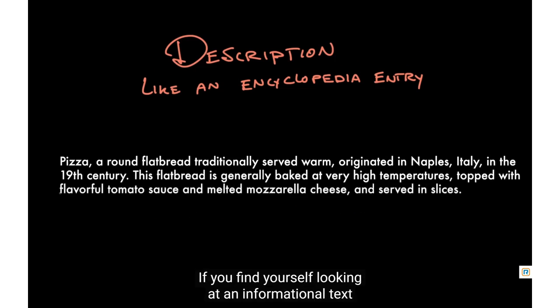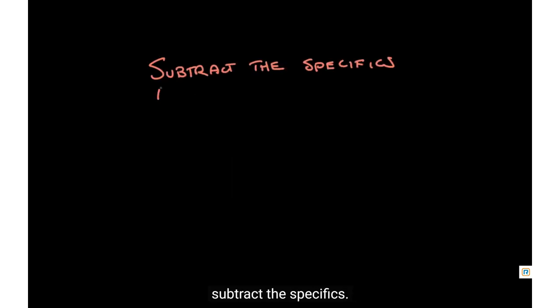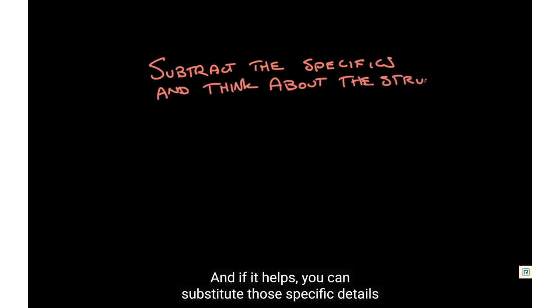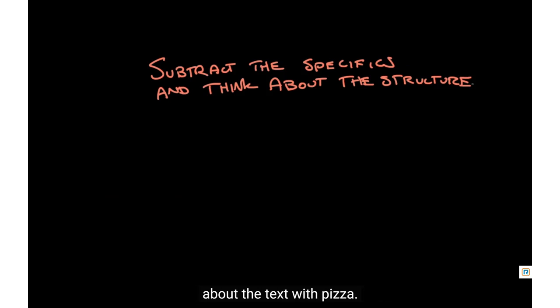If you find yourself looking at an informational text and you're struggling to figure out what the structure is, subtract the specifics. If you subtract the specifics, it'll help you think about the structure. And if it helps, you can substitute those specific details about the text with pizza. Is this silly? Yeah, of course. Does it work? I think it does.